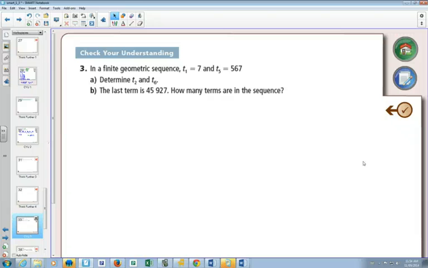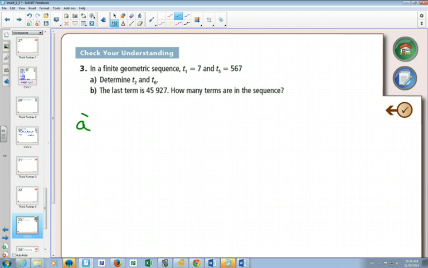So we've got a finite geometric sequence, so we know that it ends somewhere. We know that it doesn't keep on going, but when it does end, in part B they say the last number is 45,927. Okay? We know term 1 and we know term 5. First of all, it says, can you determine term 2 and term 6?